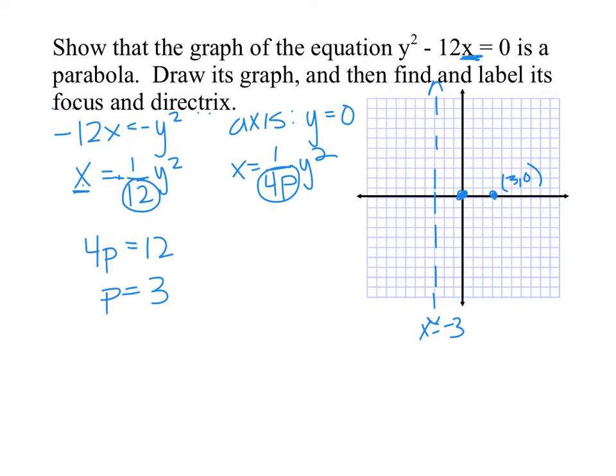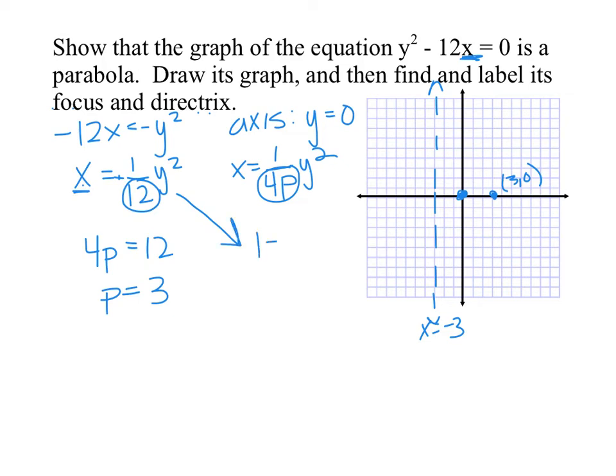Now to draw in our parabola, we're going to want to use a specific point. So since we know that our graph is opening to the right, because it was positive 1 over 12 y squared, we are going to just plug in any x value that's to the right. So I'm going to plug in x equals 1 to the equation that I got here. So I got x equals 1/12 y squared.